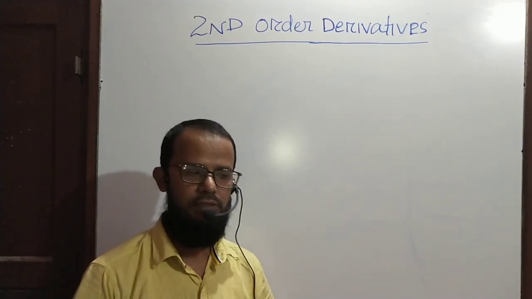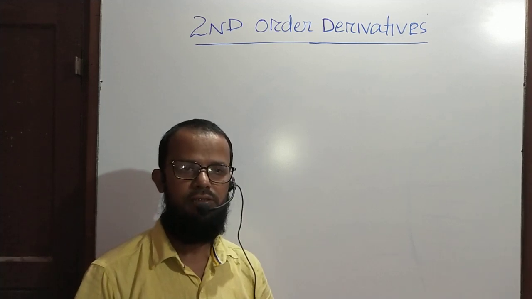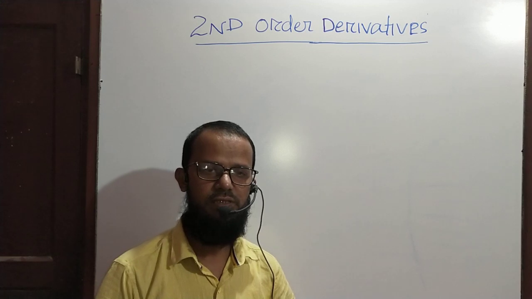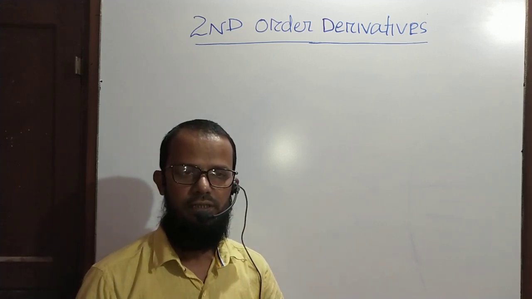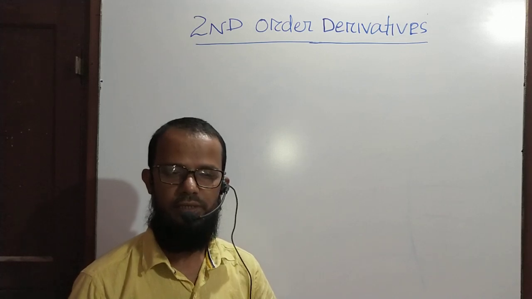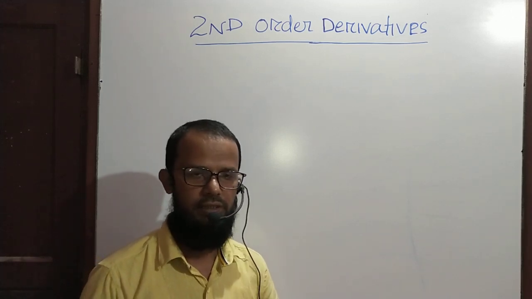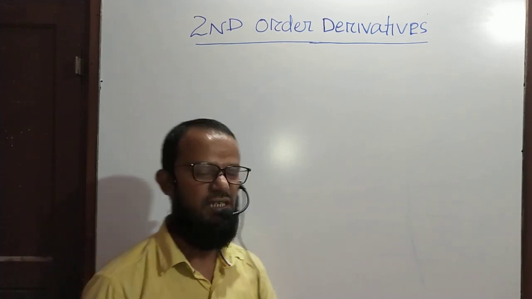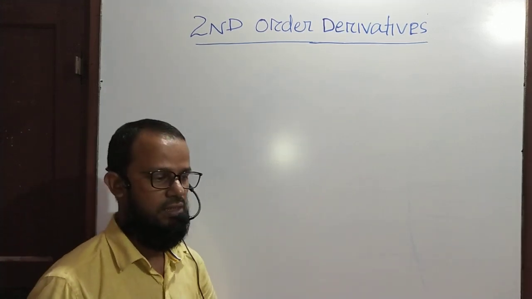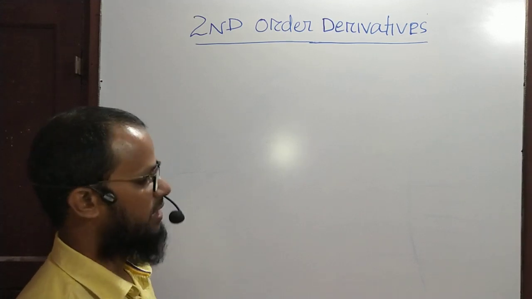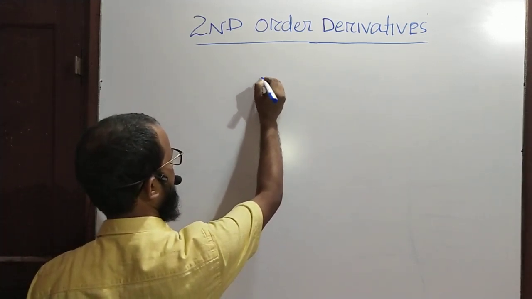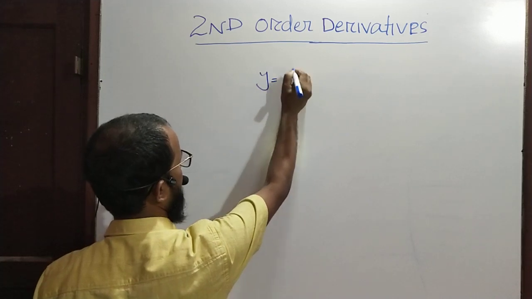Today I am coming up with a new topic that is called second order derivatives. In the last class we have discussed the derivative of a function in parametric form. And after completion of this, let us start with second order derivative. So what is actually second order derivative? In the last few classes we have discussed, suppose y is a function of x.